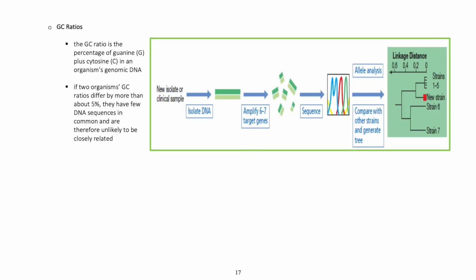GC ratios. The GC ratio is the percentage of guanine plus cytosine in an organism's genomic DNA. If two organisms' GC ratios differ by more than about 5%, they have few DNA sequences in common, and are therefore unlikely to be closely related.